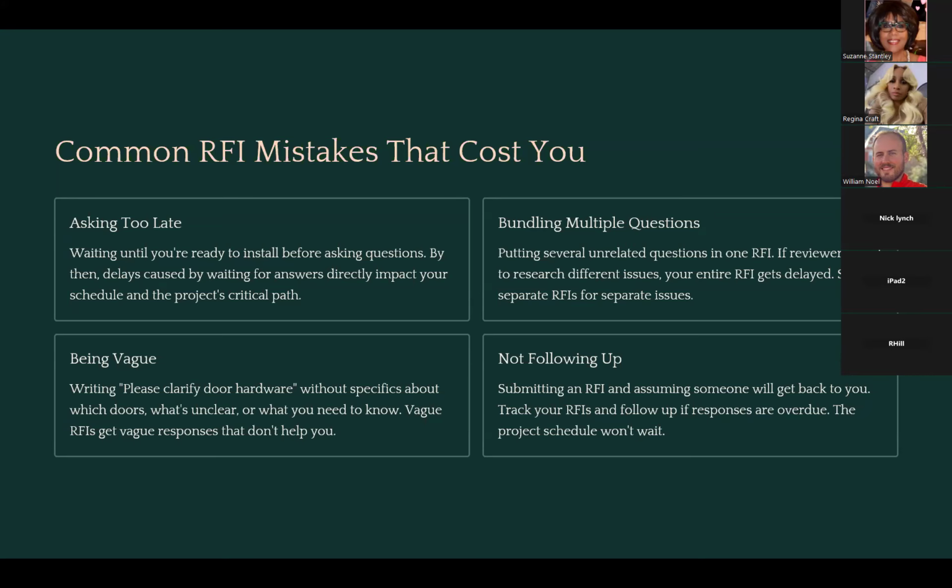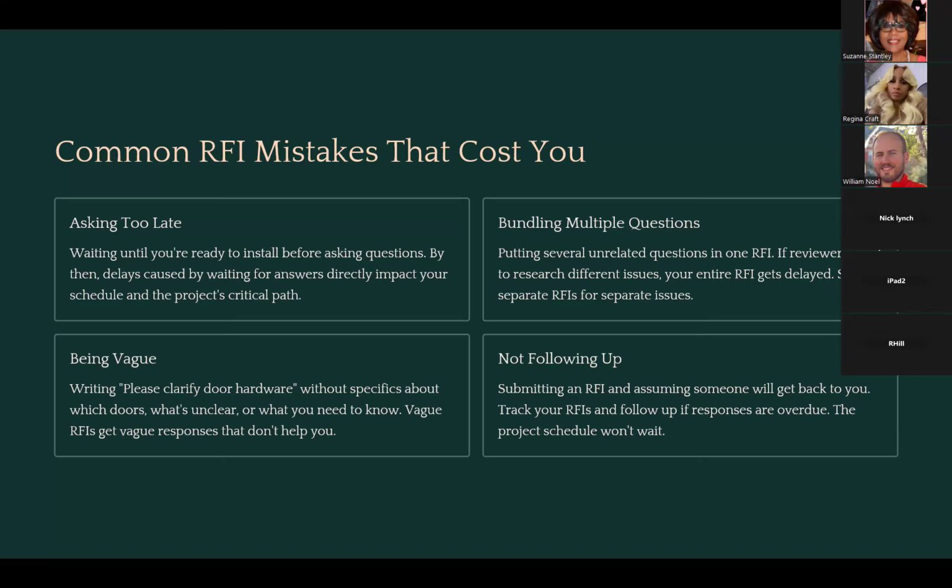Two more mistakes here. Being vague kind of goes on to the point I had earlier about just making sure you're asking for the answer that you need and not just pointing out something's wrong with no other direction. And then number four, not following up.